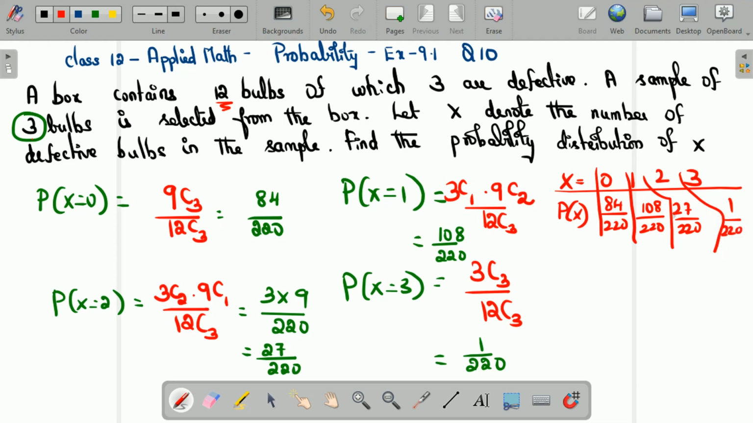Remember, you don't need to simplify. You can also check that 84 plus 108 plus 27 plus 1 is actually 220, because the sum of all probabilities in a distribution should be equal to 1. After this, if you want, you can simplify, but you first check it before you write it in the simplest form.